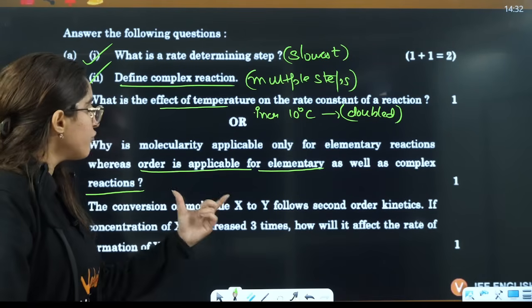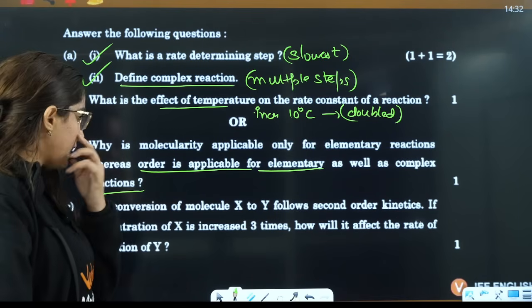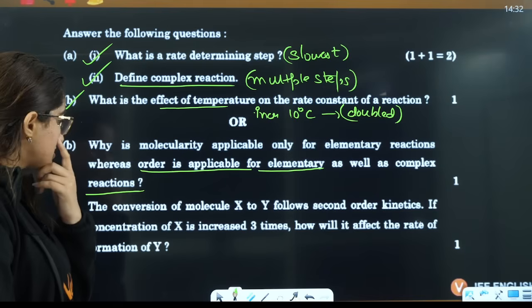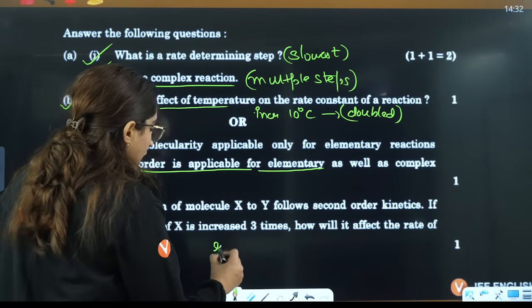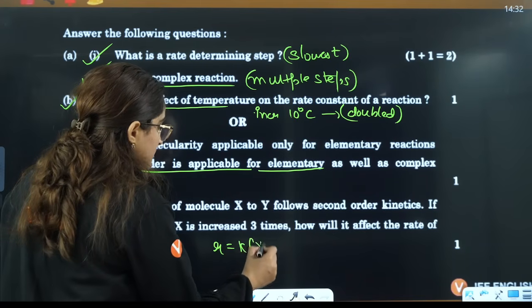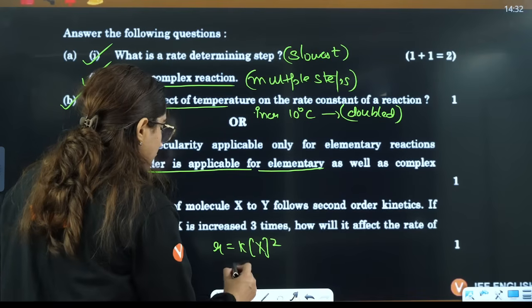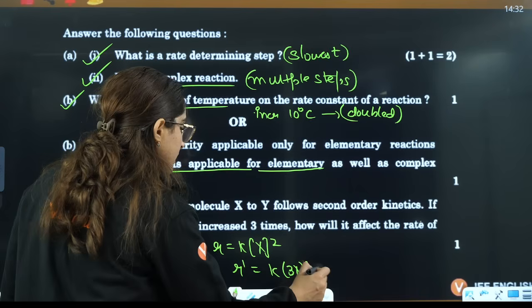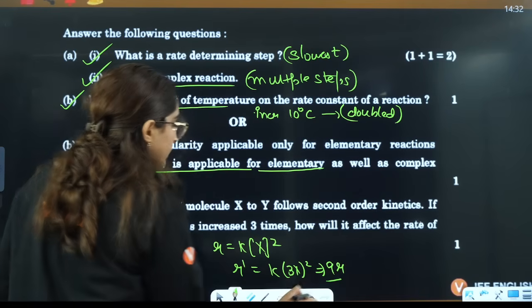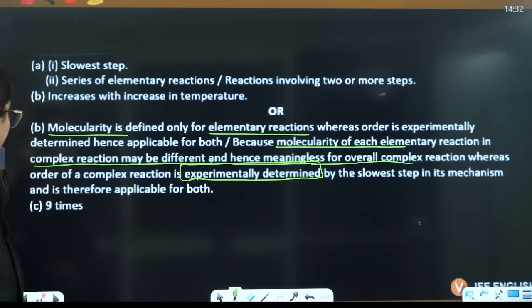The conversion of molecule X to Y follows second order kinetics. If the concentration of X is increased 3 times, how does it affect the rate of reaction? See, R is equal to k[X]², it is a second order reaction. Now if it is increased 3 times, it will be 3², that is 9 times the old rate. So it will be increased by how many times?